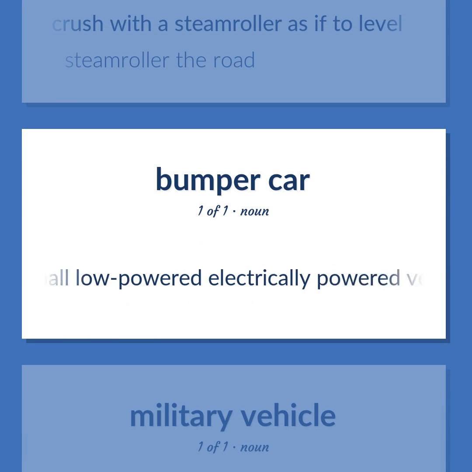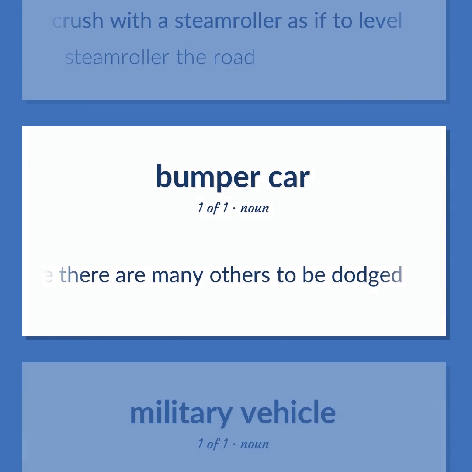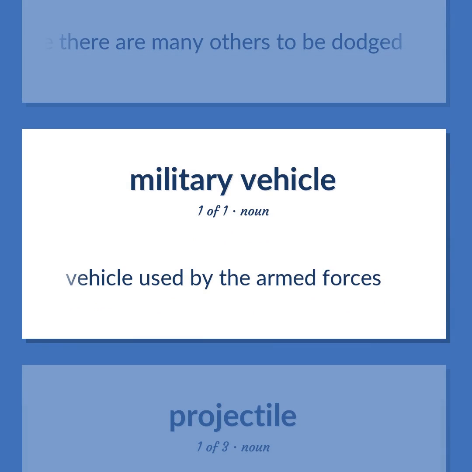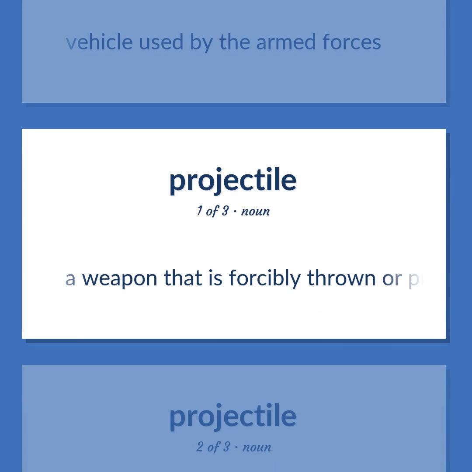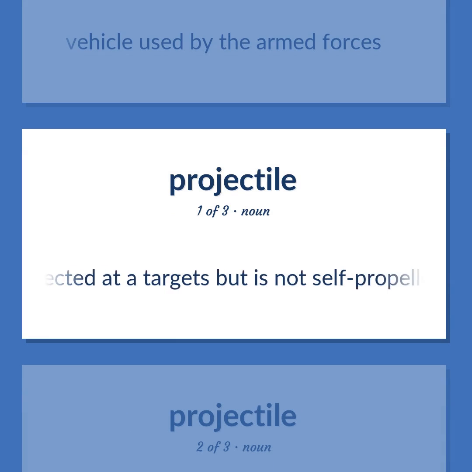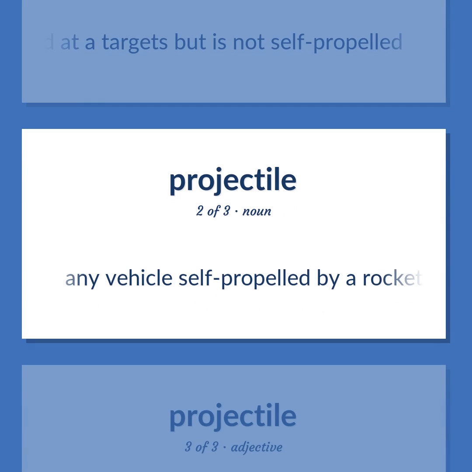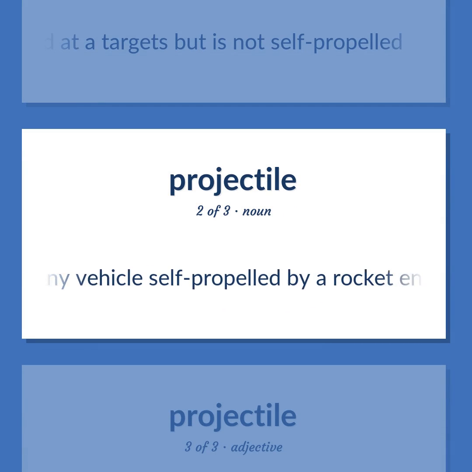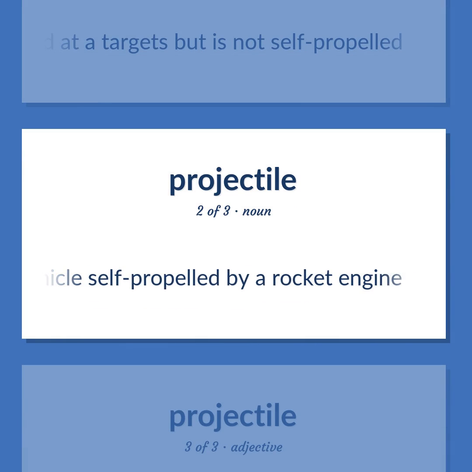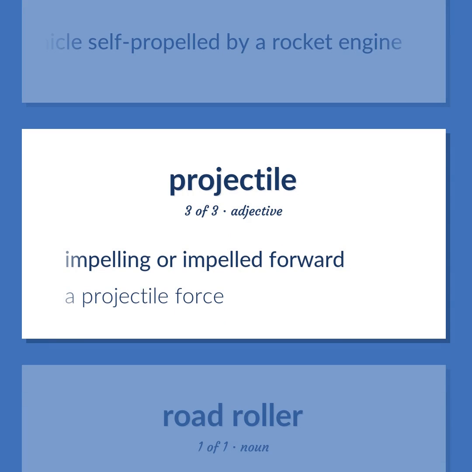A small low-powered electrically powered vehicle driven on a special platform where there are many others to be dodged. Vehicle used by the armed forces. A weapon that is forcibly thrown or projected at a target but is not self-propelled. Any vehicle self-propelled by a rocket engine. Impelling or impelled forward. A projectile force.